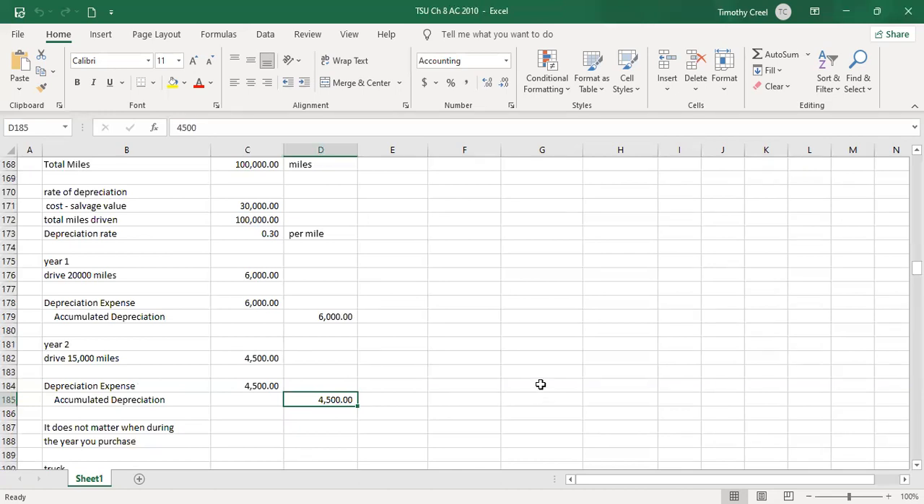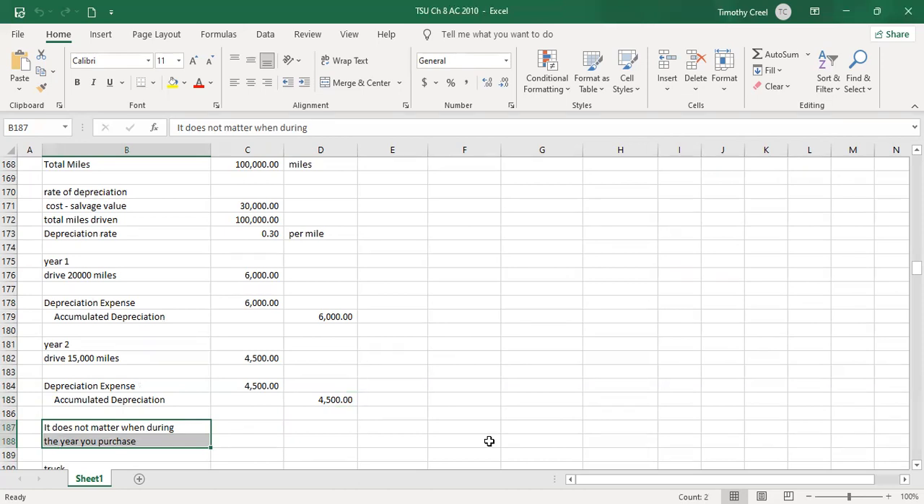So this is depreciation based only on usage. Time really doesn't matter with this. It's just how much are you using the asset. Now, one thing I will say that's a little different from what we looked at with straight line is that it doesn't matter when during the year you purchased the asset. It's just how much did you use it.